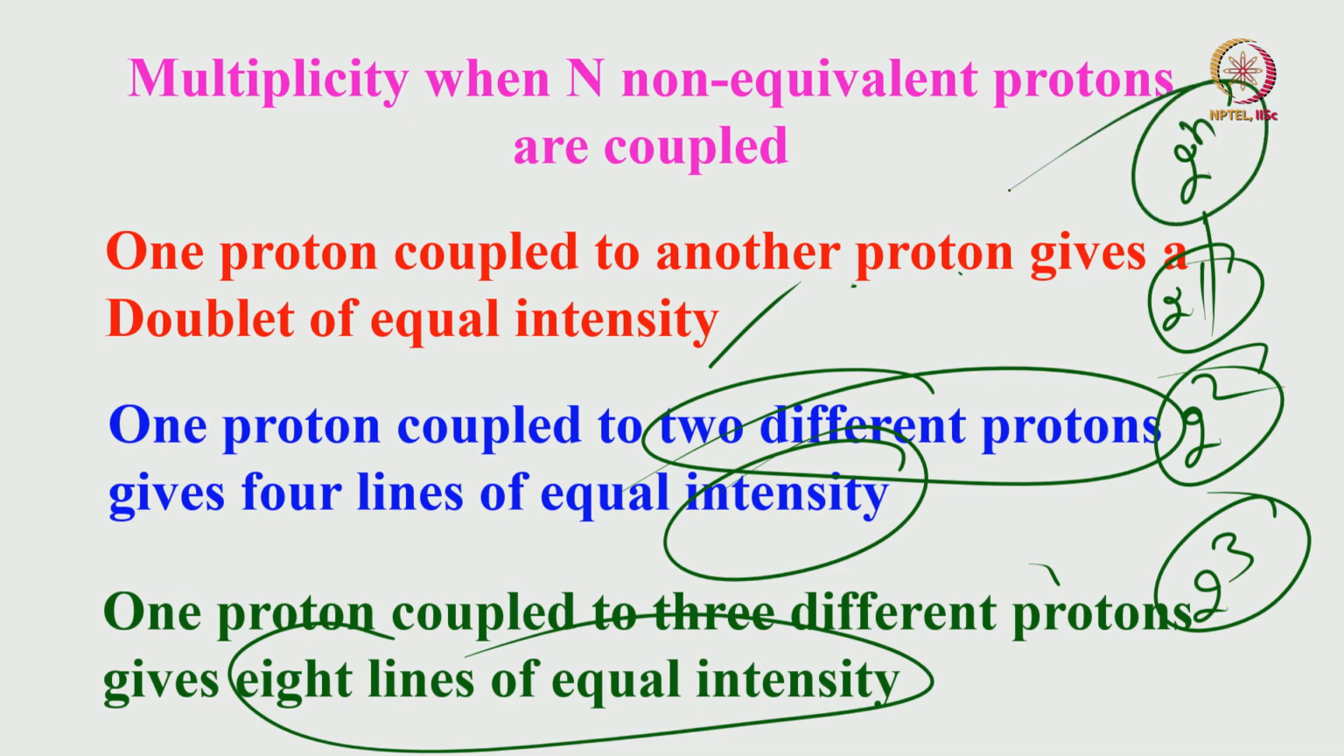The splitting generates 2 to the power of n lines. So if n is 4, 2 to the power of 4 is 16. If n is 3, you will get 8 lines like this. That is how, when one proton is coupled to n chemically non-equivalent protons, the total number of lines at the site of each individual proton is 2 to the power of n.